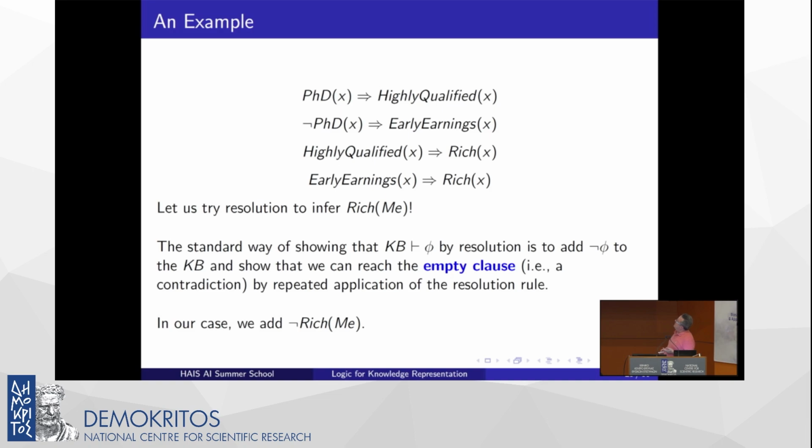So for example, you might want to use resolution to prove the following, that from these formulas, we can infer "rich me". Let's look at the formulas. They say, if you have a PhD, you are highly qualified. If you don't have a PhD, you make money early. If you are highly qualified, you are rich. If you make money early, you are rich.